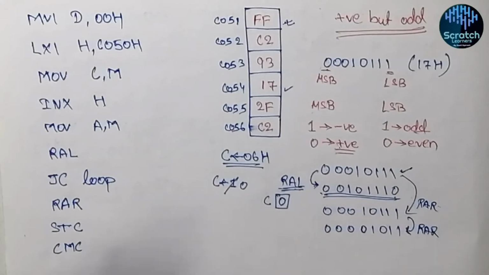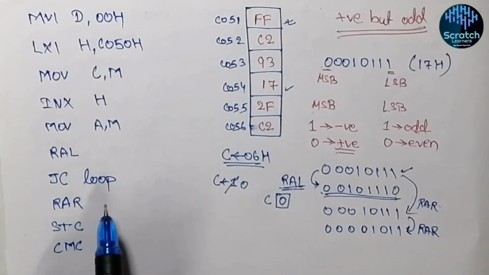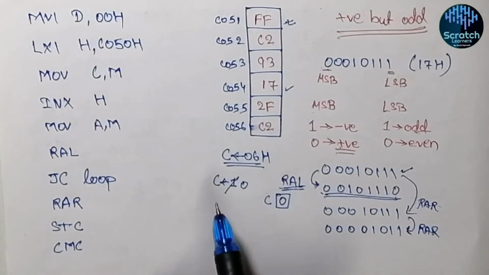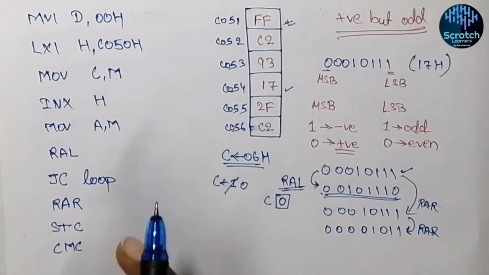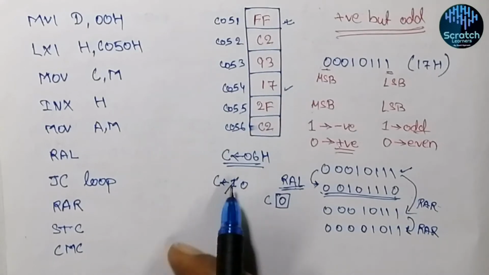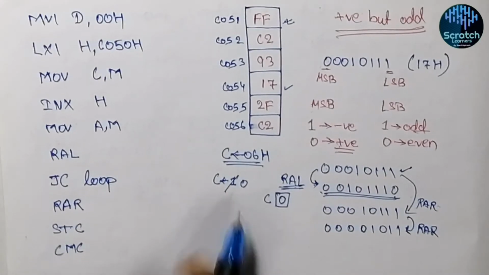It is used because we have performed the rotation many times, so there is a chance that the carry flag contains some garbage value. So to ensure the correctness of the program, we are performing these two steps. In this way, the content of the carry flag will be set to 0.